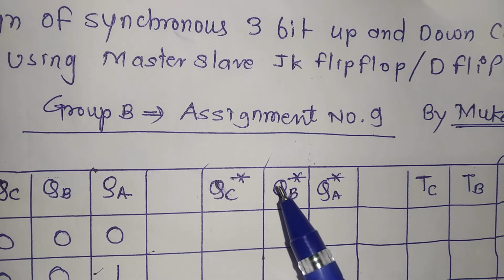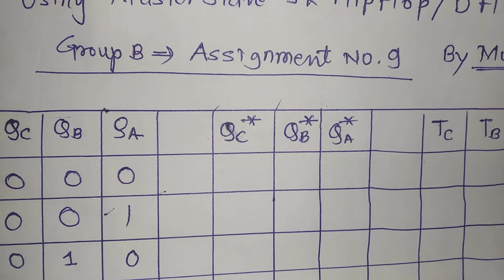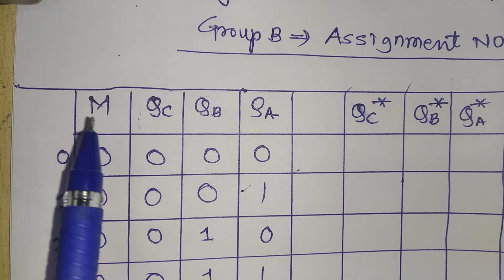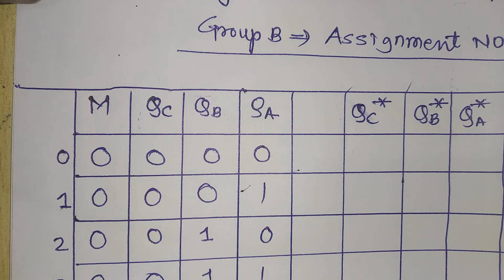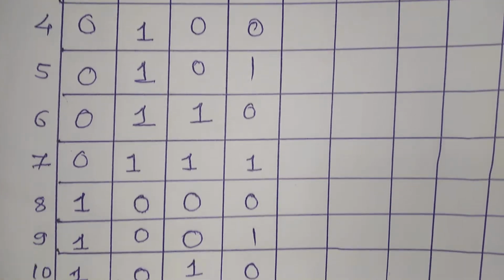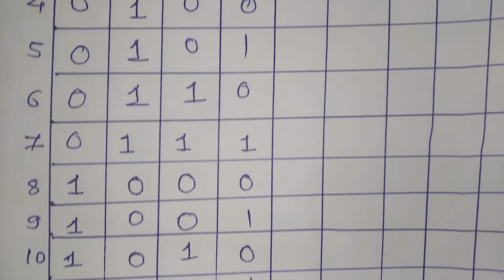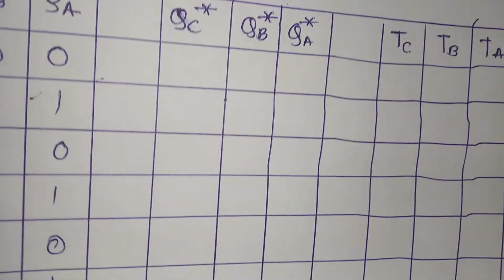Now, for that I have done one major change, that is I have used the mode control. If this M is equal to 0, our counter will count the up values. If this M is equal to 1, it will count the down values. Okay. So, before that we will see the states of up and down counter.